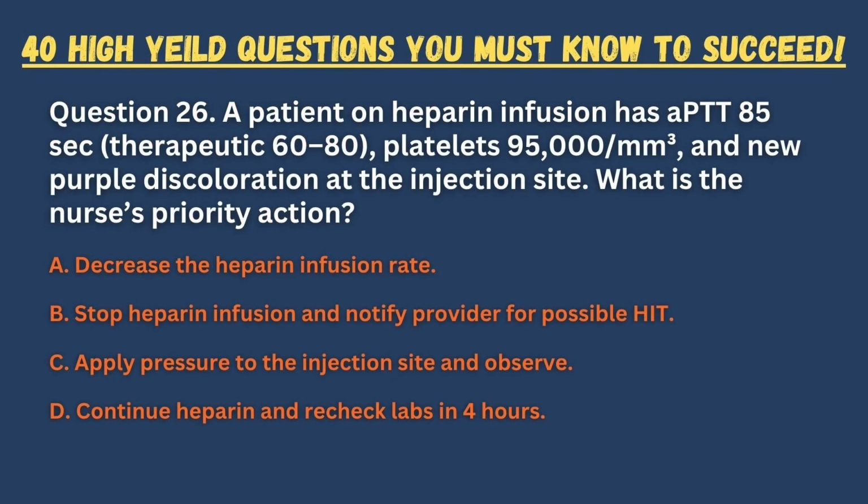Question 26. A patient on heparin infusion has APTT 85 seconds, therapeutic 60 to 80, platelets 95,000 per cubic millimeter, and new purple discoloration at the injection site. What is the nurse's priority action? A. Decrease the heparin infusion rate. B. Stop heparin infusion and notify provider for possible HIT. C. Apply pressure to the injection site and observe. D. Continue heparin and recheck labs in 4 hours.